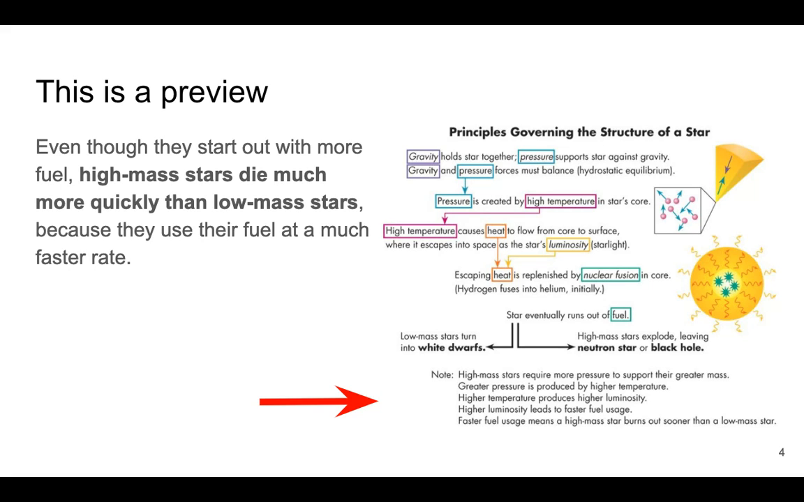So a low mass star like the sun will live for approximately 10 billion years. The highest low mass stars, the ones that are about 8 times the mass of the sun, will live for about 1 billion years. And the lowest of the low mass stars, 0.1 times the mass of the sun, go through their fuel so slowly that they can actually live for like 1 trillion years.